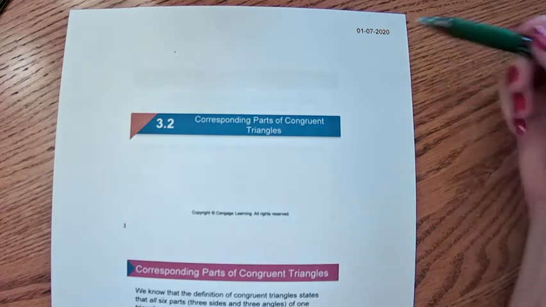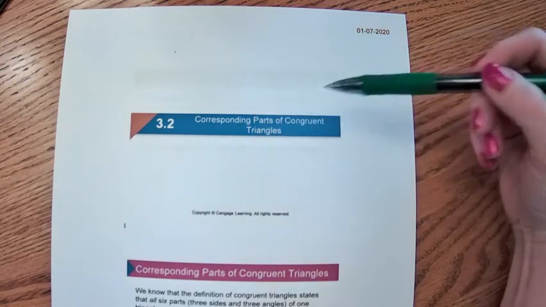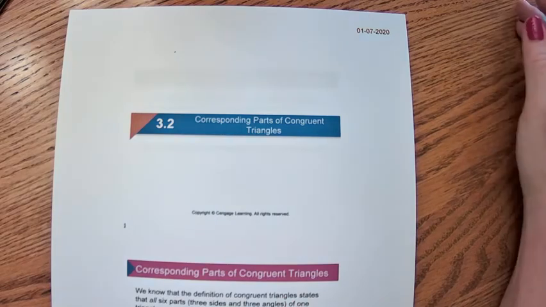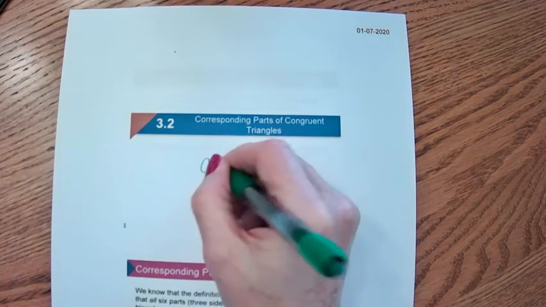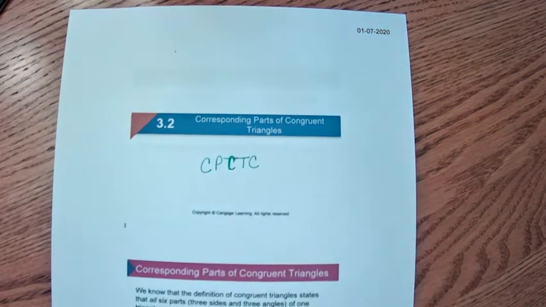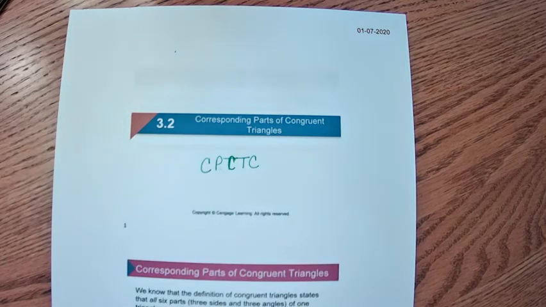Now we're going to move into section 3.2 with the reason that says corresponding parts of congruent triangles are congruent. That's a mouthful, and that's why we use the acronym CPCTC. If you see CPCTC, that means the corresponding parts of congruent triangles are congruent.